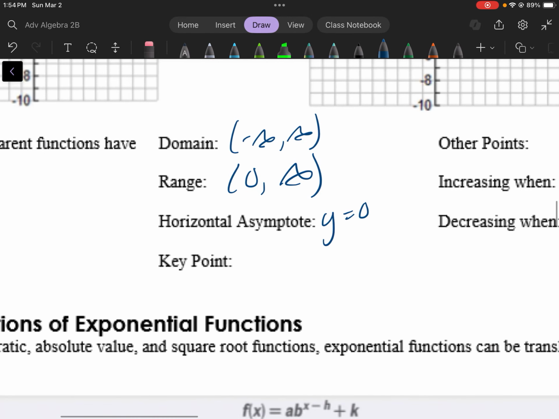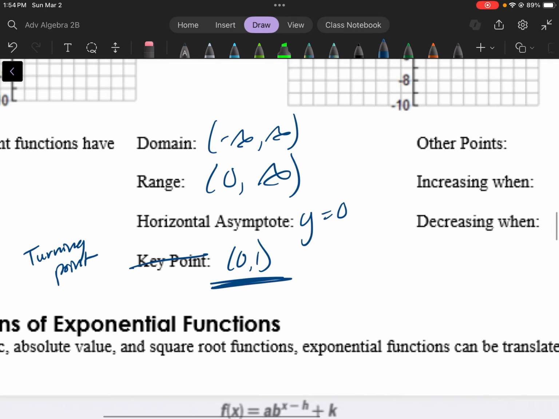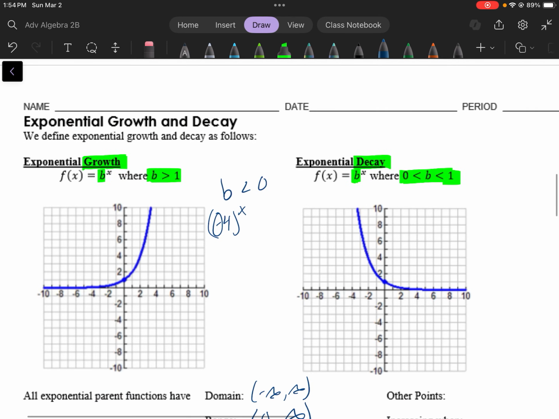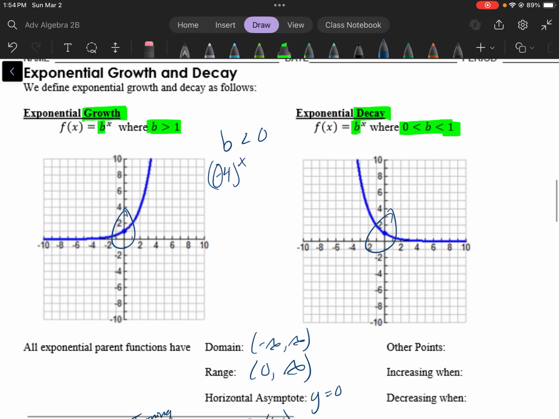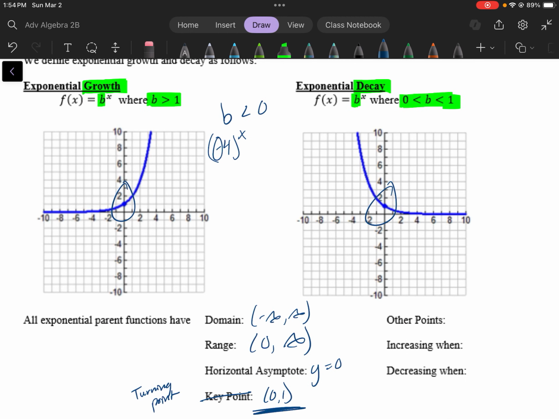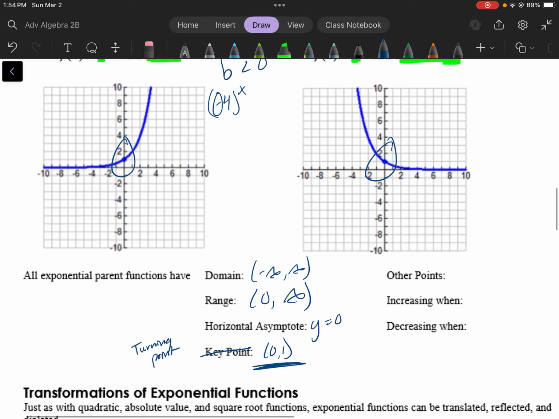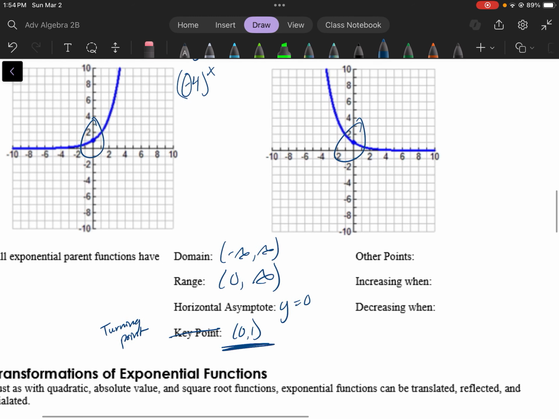And I'm actually going to change this key point, and we're going to say that it's called the turning point. And I mentioned it a second ago, and it's that y-intercept at (0, 1). It may not always be the y-intercept, but for those graphs that we talked about, it's that point right there that is a really, really important point, because that's where I go from probably flat to increasing really fast, or I go from decreasing really fast to then flattening out and slowing down. So that's a really important point.